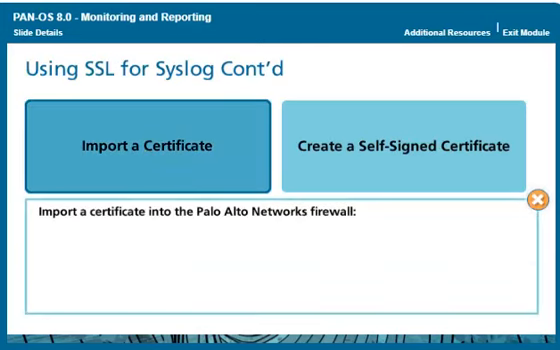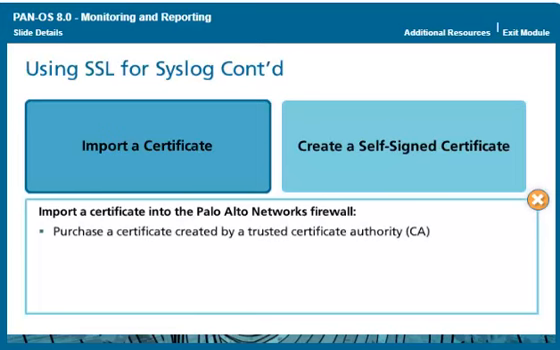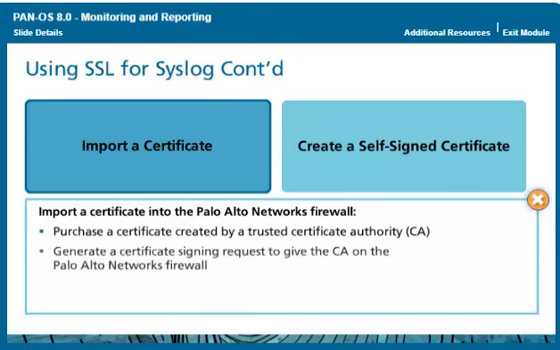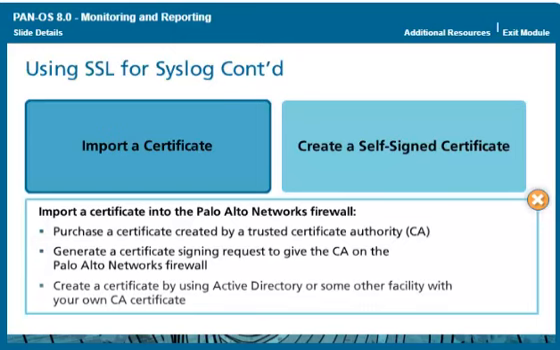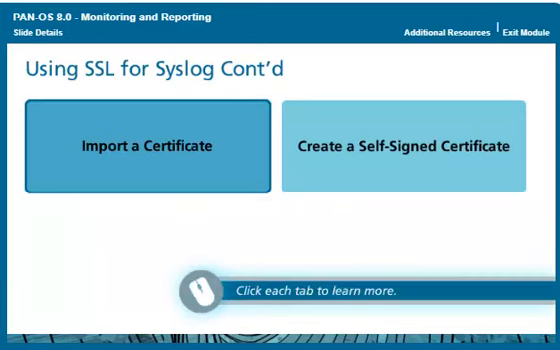Import a certificate into the Palo Alto Networks firewall. Purchase a certificate created by a trusted certificate authority, CA. Generate a certificate signing request to give the CA on the Palo Alto Networks firewall. Create a certificate by using Active Directory or some other facility with your own CA certificate.